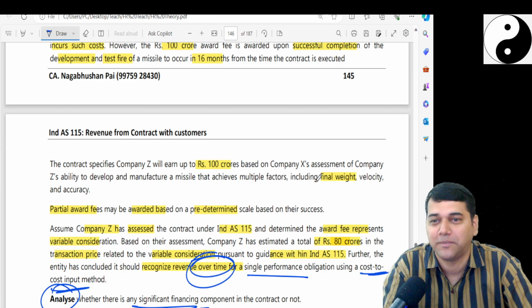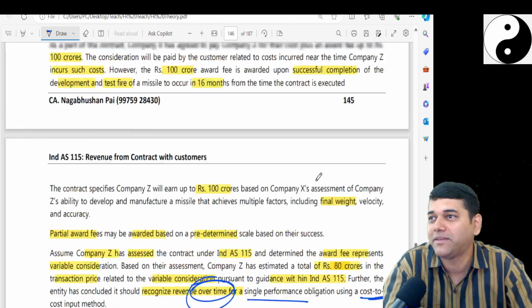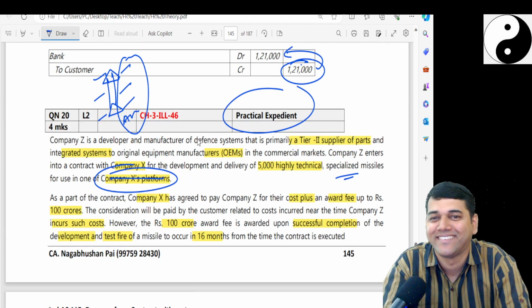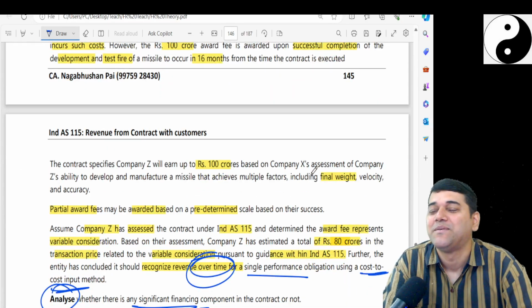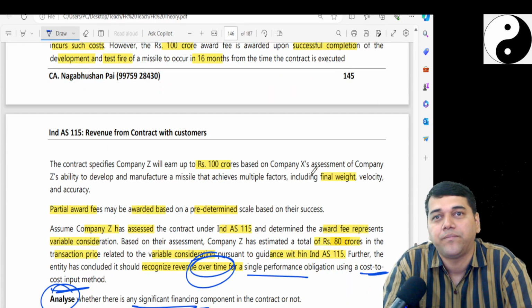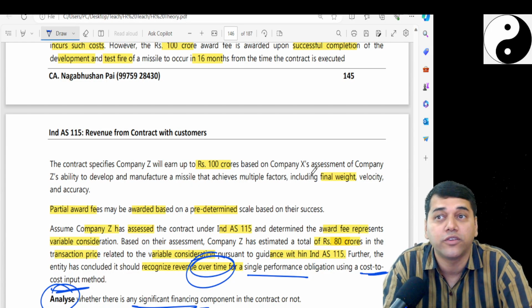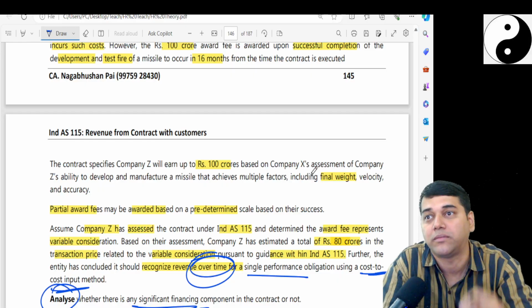No, this is actually misguiding. I misguided you somewhere by showing this. Okay, no problem. See, practical expedient is not applicable because practical expedient is meant only for those cases where the payment is less than 12 months.